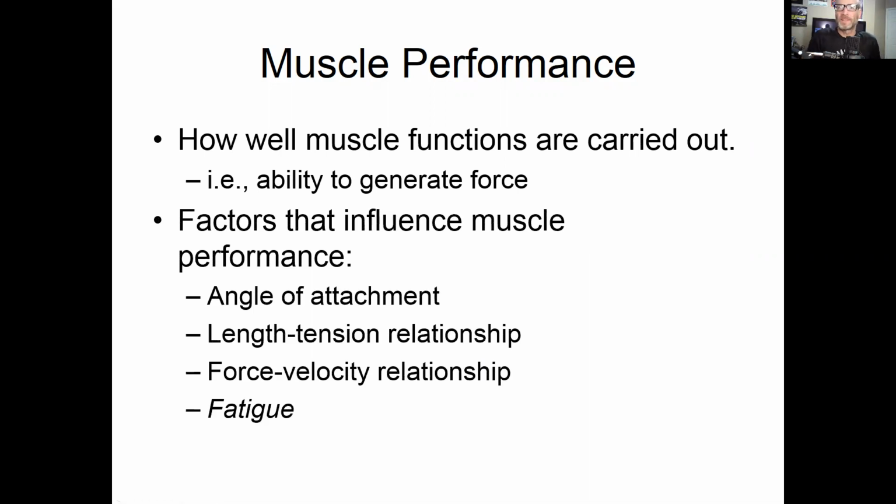These factors include things like angle of attachment, length tension relationship, and force velocity relationship, as well as fatigue. And I have that in italics because it's an interesting concept to talk about. Now, angle of attachment, I'm actually really talking about two things there. The angle that the muscle tendon interacts with the bone. But for the purpose of this presentation, I'm really going to focus on pennation angle, the angle of the muscle fiber within the muscles. Let's start there.